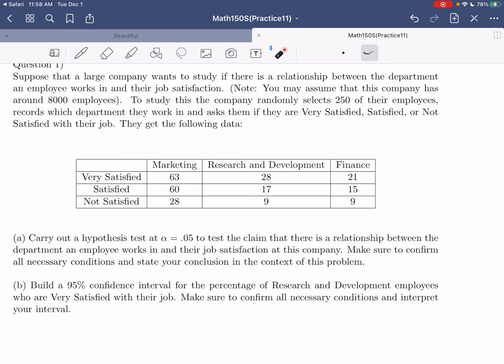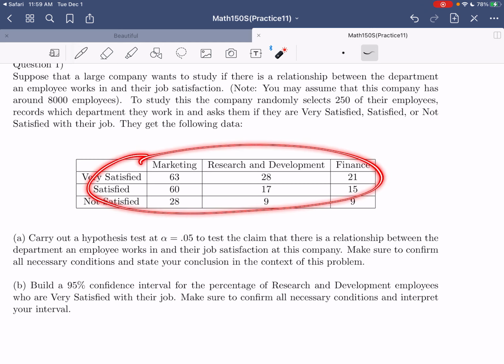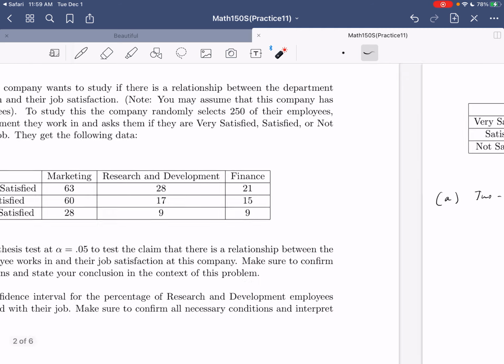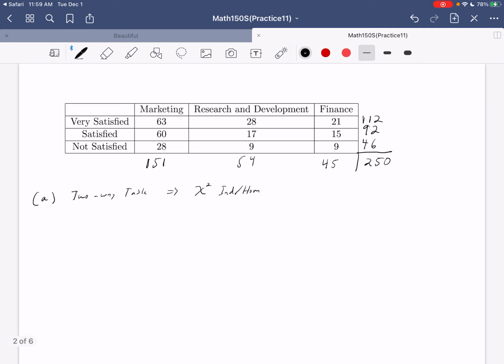So remember, the type of test that is used to study if there's a relationship between categorical variables is a chi-squared independence and homogeneity. So again, you can realize that this is an independence and homogeneity test either by the way that the data is presented, a two-way table, or by the fact that there's this mention of, is there a relationship between these two variables? Okay, so let's go ahead and get started then. Every hypothesis test we have is a 5-step process, so we've got to start with the hypotheses.